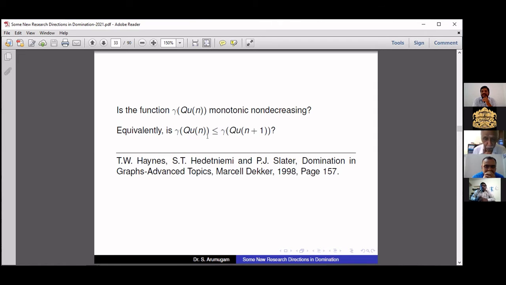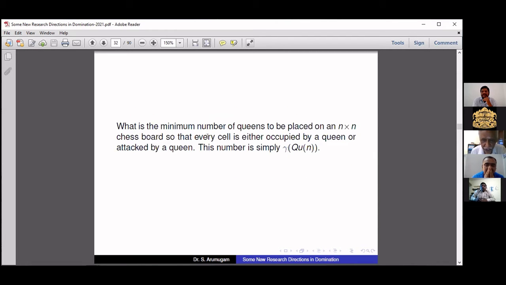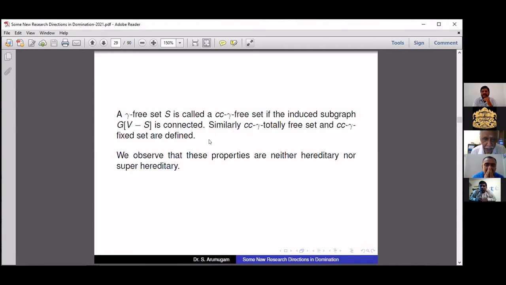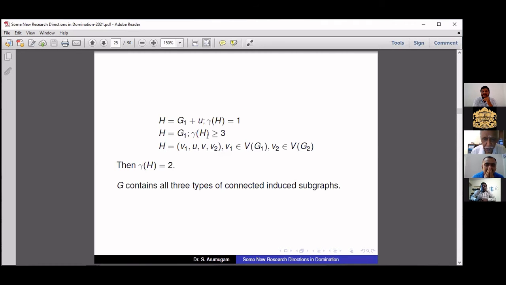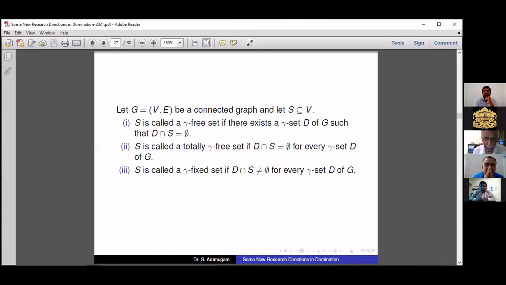Okay, fine. So to tackle this problem, I have introduced a new definition very recently. I call it a gamma free set. Take a connected graph and take a subset S of V. S is called a gamma free set if there exists a gamma set D of the graph such that D intersection S is empty. The definition itself is clear. The set S is free from a gamma set. There is at least one gamma set D such that S is disjoint from D.